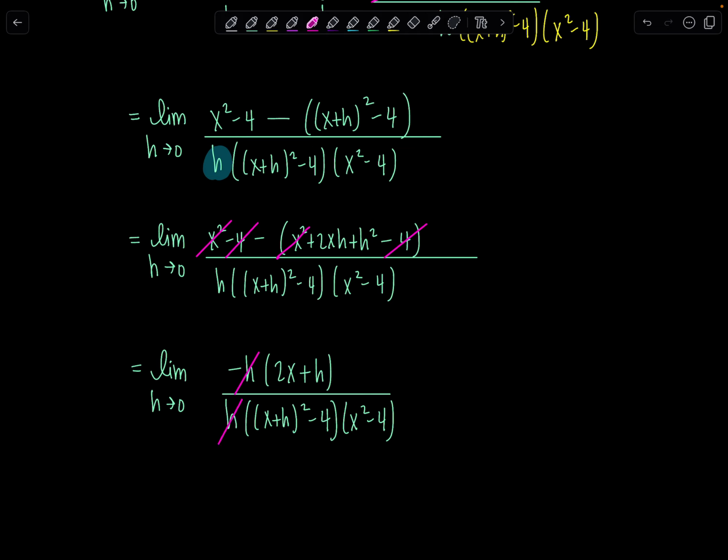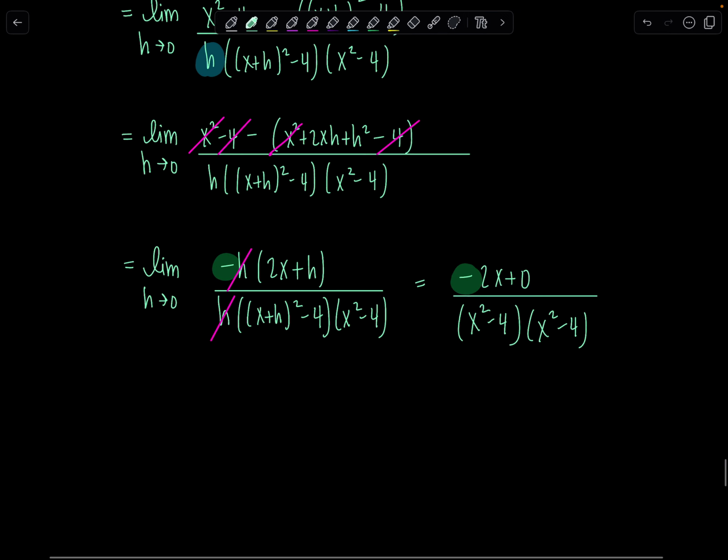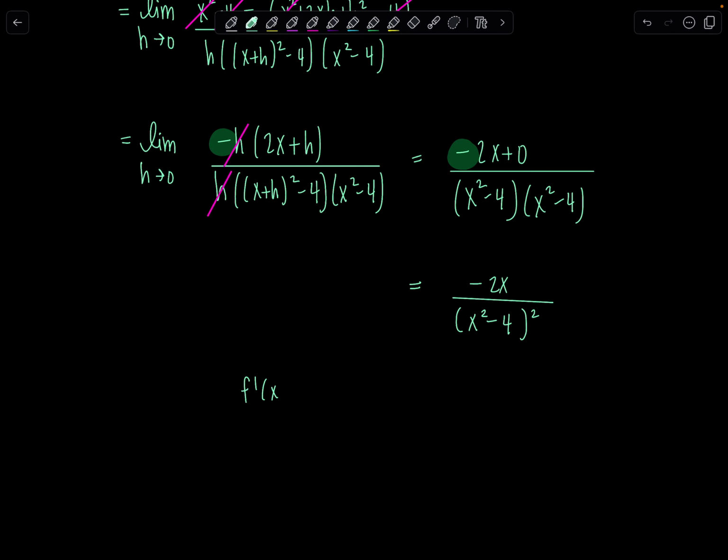Now I'm just going to substitute in 0 for h, so I don't have to write lim anymore. This is 2x plus 0 over x plus 0 squared, so that's x squared minus 4, and then another x squared minus 4. Oh, I forgot the negative. Shame on me. Negative. Okay. And then that's x squared minus 4 twice in the denominator, so I could write this as negative 2x over x squared minus 4 squared. Good? So then we can say f prime of x is negative 2x over x squared minus 4 squared.